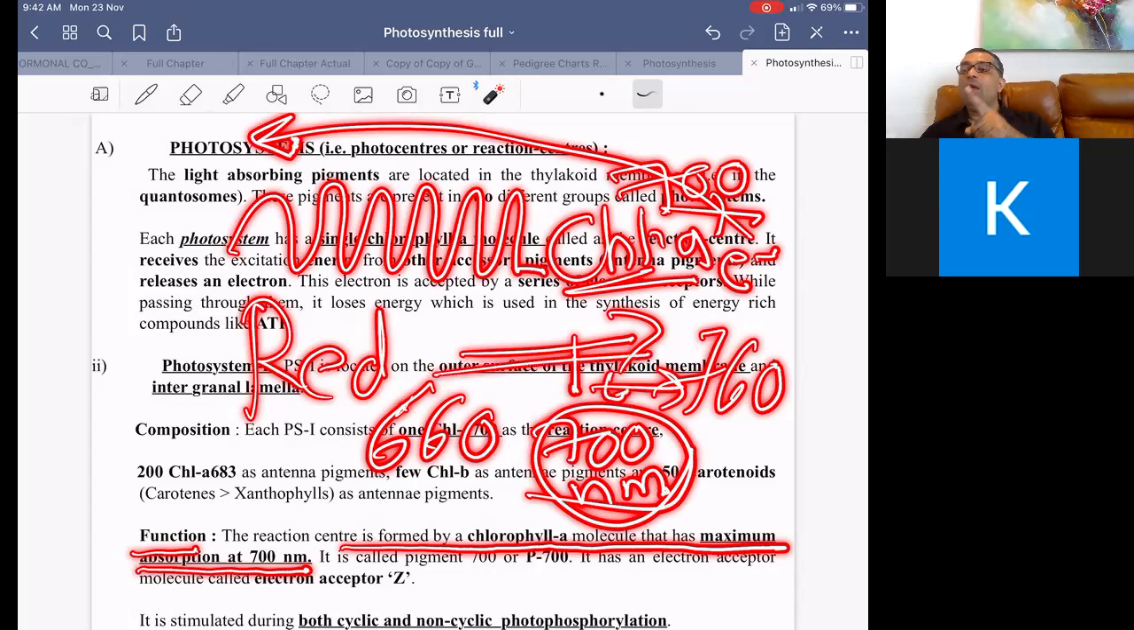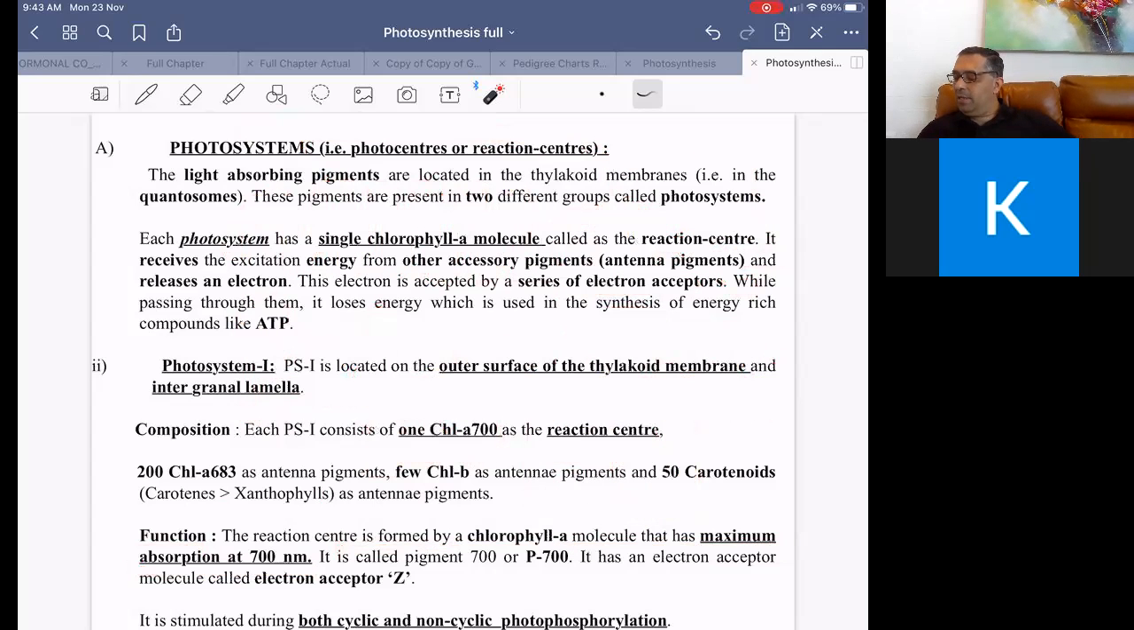So 700 से 760 की red light absorb नहीं होती है। 660 से 760 red light है. Where does light get absorbed from? 660 to 700. 700 पे ही electron of chlorophyll A 700 gets excited and jumps. So it is called chlorophyll A 700. So light from 700 to 760 does not get absorbed. At 700 itself the electron gets excited and jumps. And that is the reason it's called pigment P700, and it has an electron acceptor molecule called Z.